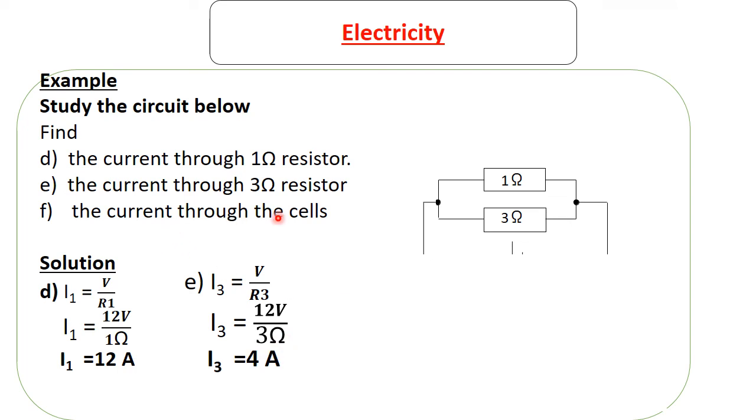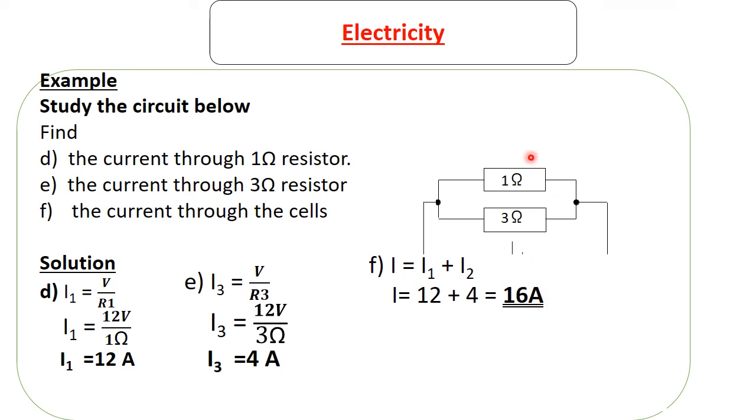Last question is the current through the cells. The current through the cells is just the summation of the currents. So current is equal to current 1 plus current 2, because the current here and the current here are joining here, which makes the current through the cell. Current 1 plus current 2 is going to give us 12 plus 4, which is 16 amps.